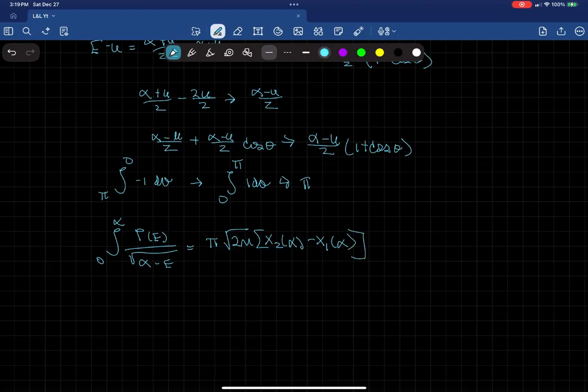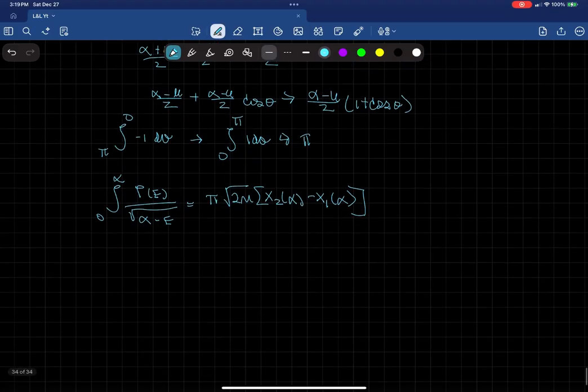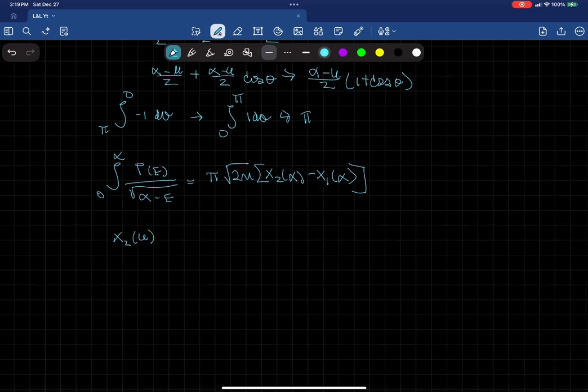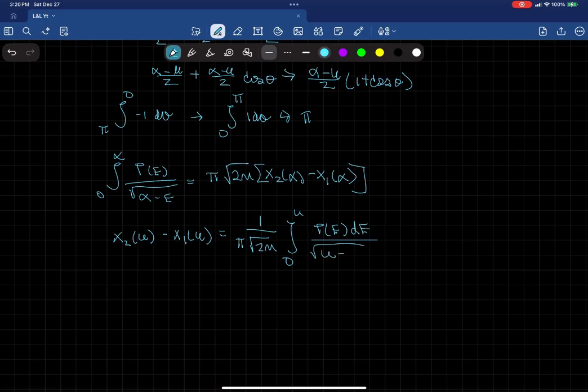And since x2 of 0 is equal to x1 of 0 from our boundary conditions and initial conditions, we write u in place of alpha to obtain a final result of x2 of u minus x1 of u equals 1 over pi square root of 2m times the integral from 0 to u of the period as a function of energy, dE, divided by the square root of u minus e.